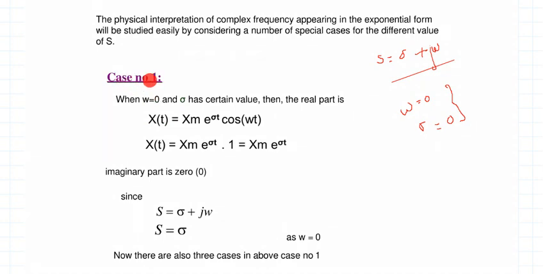So let us start with the first case. What is the first case? The first case is when omega is equal to 0, and sigma has a certain value.